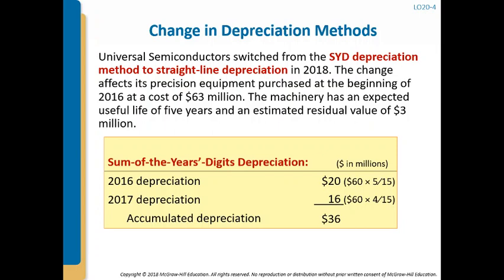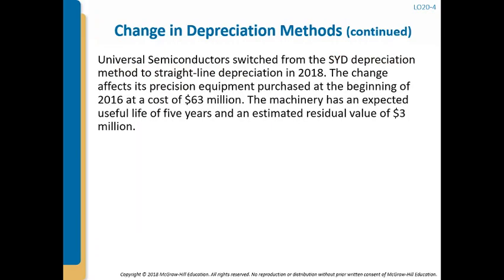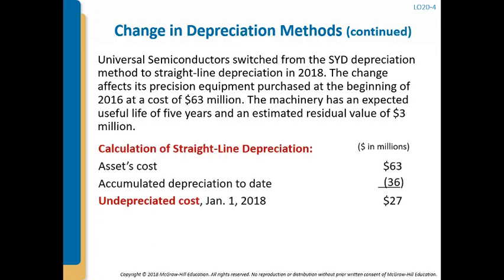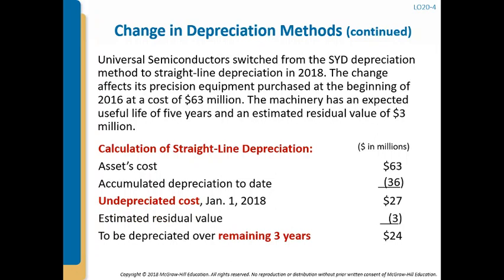And so they've already depreciated 36 million of the 63 million. And so they're going to take the 27 million, take out the estimated residual value, meaning they've got 24 million to depreciate over the next 3 years. So 8 million going forward in depreciation expense and accumulated depreciation.